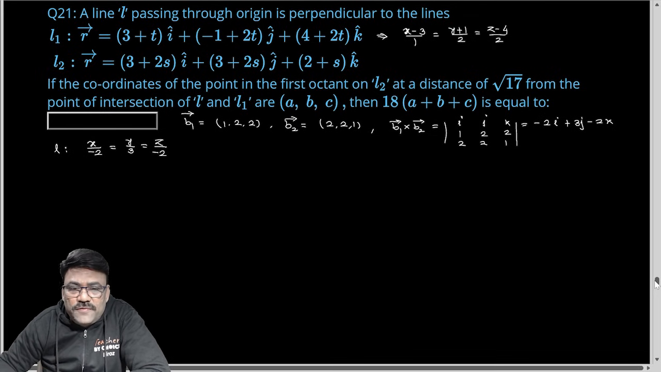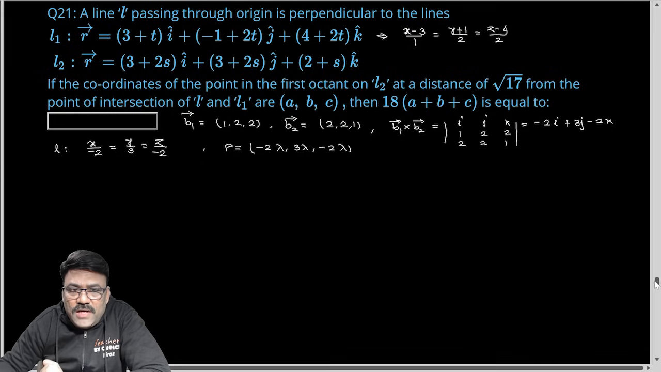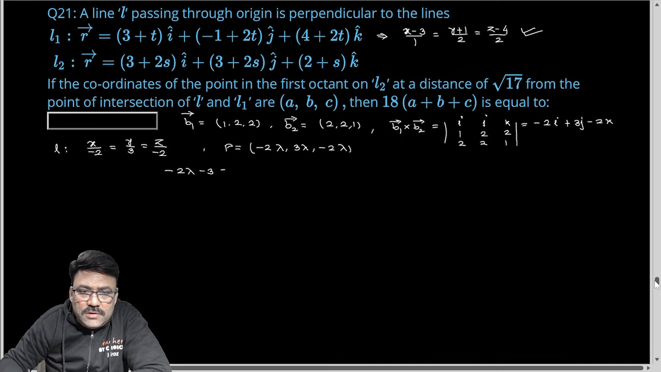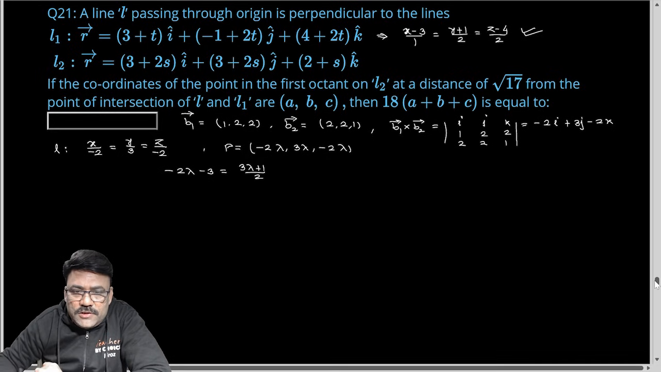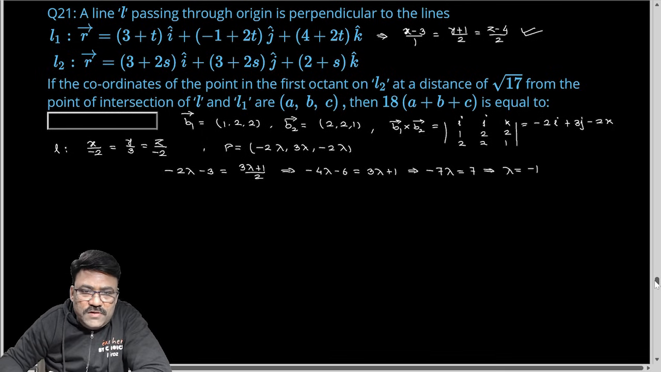Now let's find the point of intersection of L and L1. Let's say P is the point of intersection of L and L1. Any point P on L can be taken as minus 2 lambda, 3 lambda, minus 2 lambda. Since it lies on L1, I can write minus 2 lambda minus 3 is equal to (3 lambda plus 1) by 2. So this is minus 4 lambda minus 6 equals 3 lambda plus 1. So I'm getting minus 7 lambda is equal to 7, so lambda will be minus 1. And hence this point P is 2, minus 3, 2.